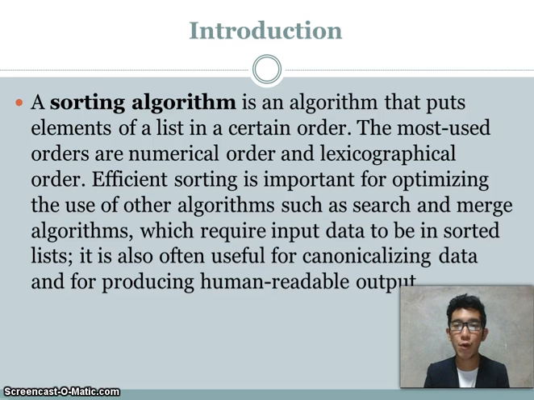Efficient sorting is important for optimizing the use of other algorithms such as search and merge algorithms, which require input data to be in sorted lists. It is also often useful for canonicalizing data and for producing human-readable output.